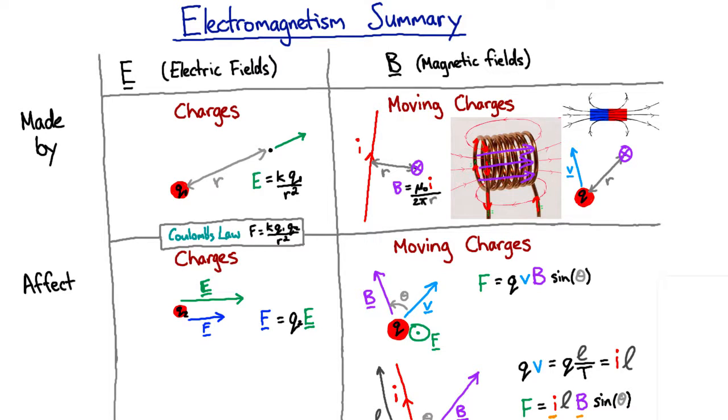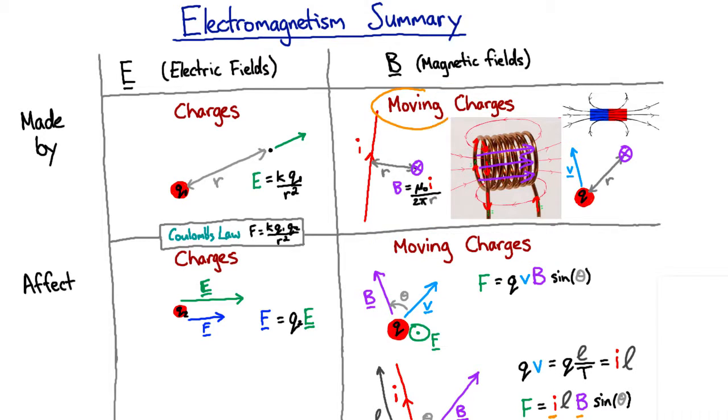When we look at what we know about electromagnetism so far, we can see that there's a very strong symmetry between the electric fields and the magnetic fields. The electric fields are made by charges and they affect charges. The magnetic fields are made by moving charges and they affect moving charges. But there's something kind of odd about that.